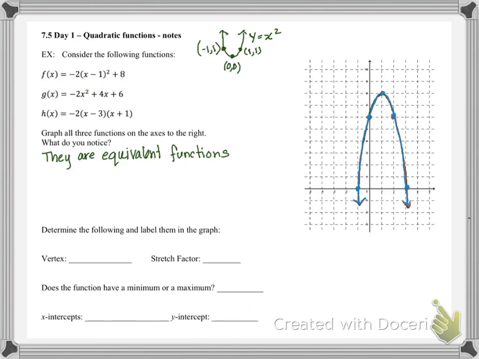Yeah, it's 1, 8. Right, so again, the vertex is the point where the parabola turns around. So it's either the highest point or the lowest point, depending on which way it's facing. Can you find those numbers in any of our functions?